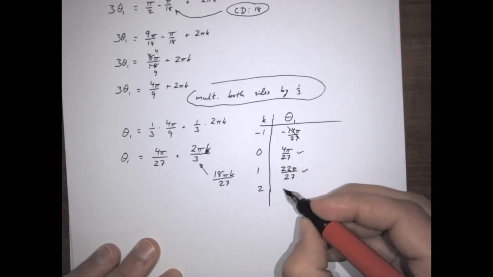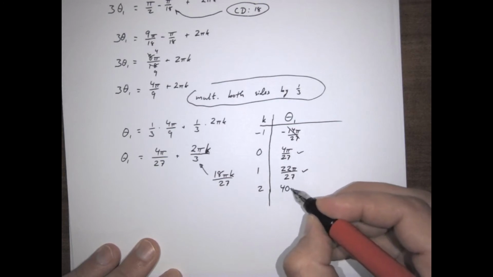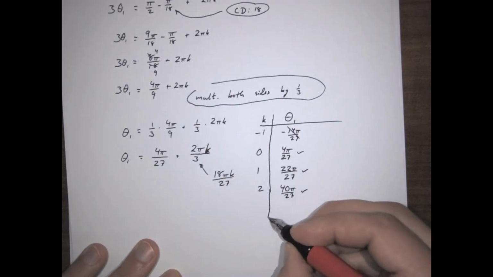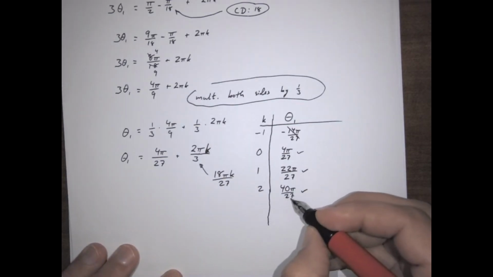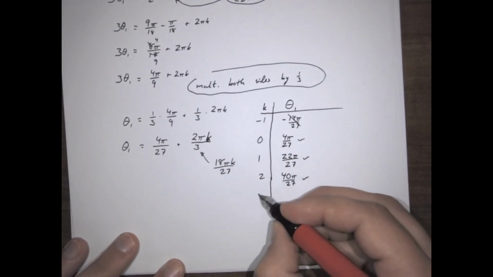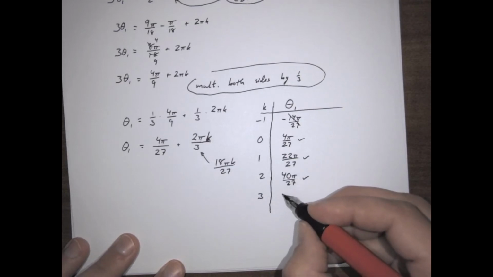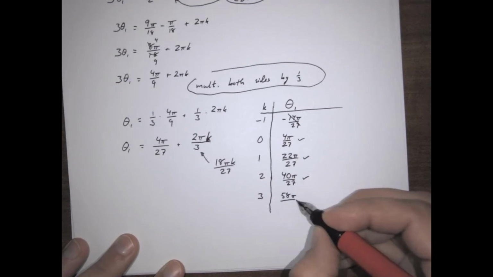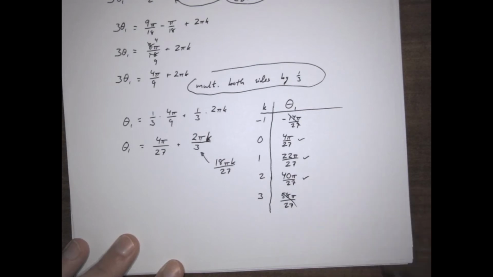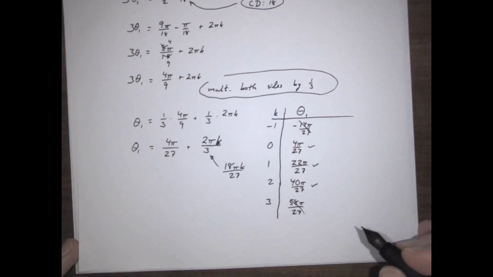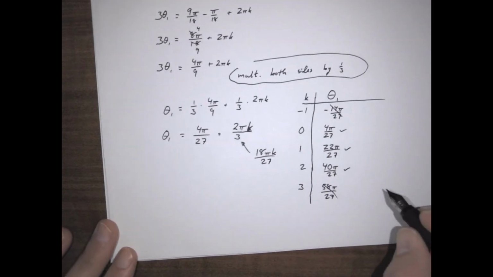For 2, let's see, add another 18. 40 pi over 27, are we still in bounds here? Yeah, because 40 is not double 27. We're looking at for 54 is when we'll have gone too far. All right, what about 3? So add another 18. It's going to be 58 pi over 27, and that's too big. We were looking for when the numerator was double the denominator, and that happened because 54 over 27 is the threshold here.